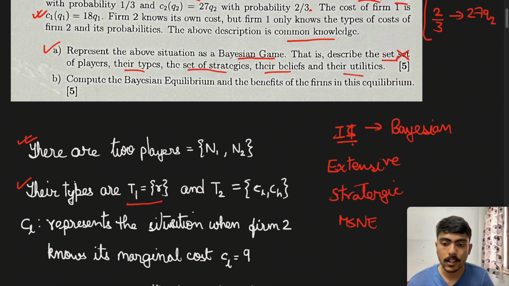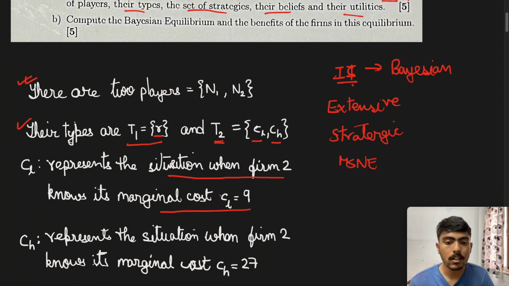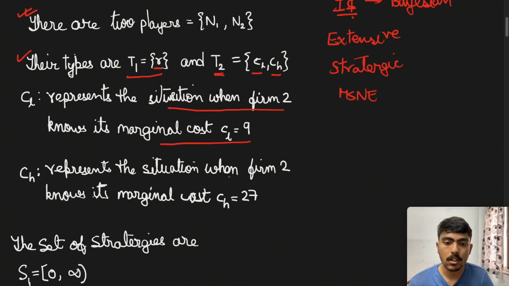So in the case of firm 1, its type, that is its behavior, is t1. We denote it with r. And for firm 2, its type will be cl or ch. cl is the situation when firm 2 knows that its marginal cost is 9. Marginal cost is the same as cost, as we discussed above. ch represents the situation when firm 2 knows that its marginal cost is 27. Okay, so I think this is pretty clear. Let's move on to the next part.